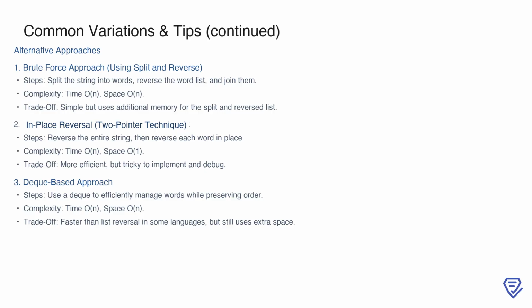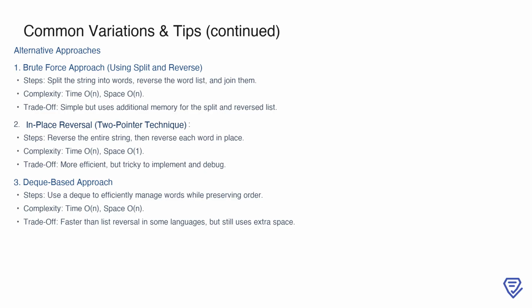Now let's look at some alternative approaches to solving this problem. The brute force approach involves splitting the string into words, reversing the list of words, and then joining them back together. While this method is simple and achieves a time complexity of O(n), it uses additional memory for the split and reversed list, which may not be ideal. A more efficient option is the in-place reversal using the two-pointer technique. This involves reversing the entire string first and then reversing each word individually. This approach achieves O(n) time complexity with O(1) space, but it can be more challenging to implement.